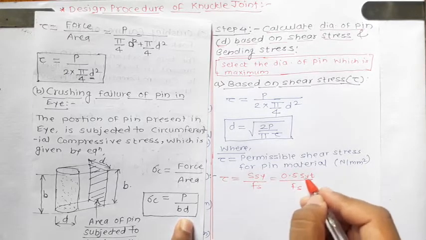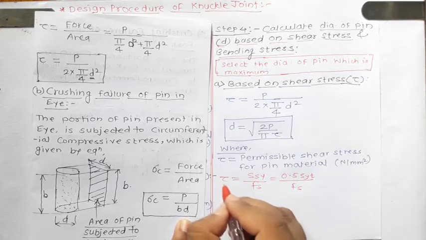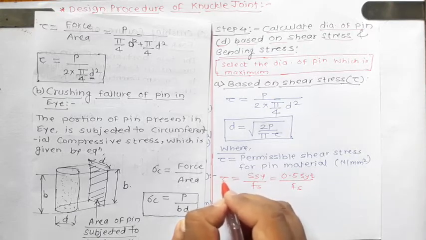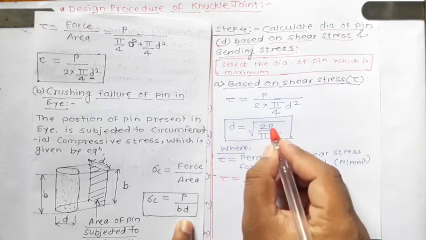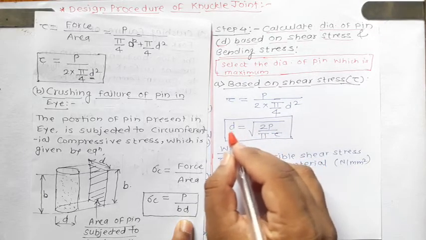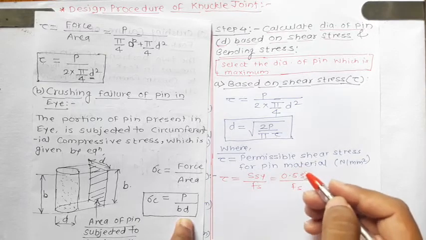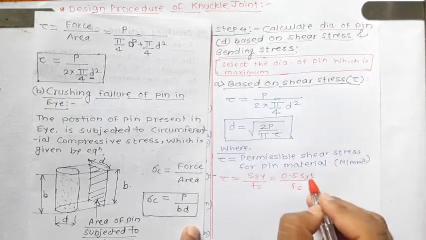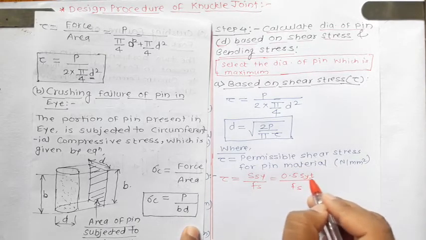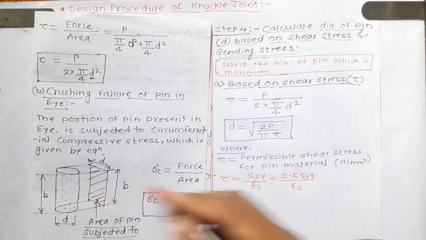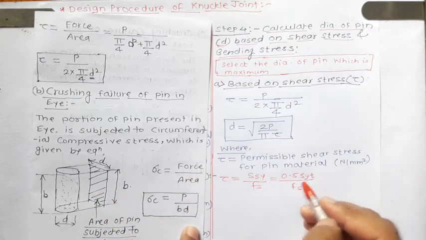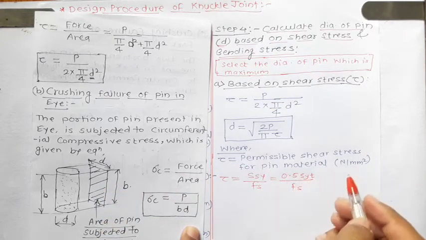Just we have to put this value of SYT and FS here so that we can get the value of tau. And once you get the value of tau, we have to put here, P will be given. So we can calculate this diameter of pin easily. If sometimes in case the material is brittle, then we have to replace this SYT by SUT. But for here, this pin, generally the material will be ductile. So we have to use this equation.